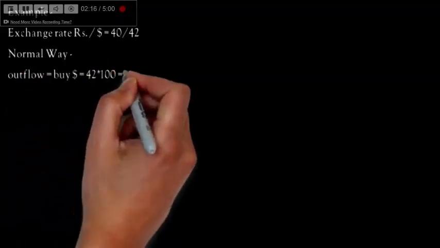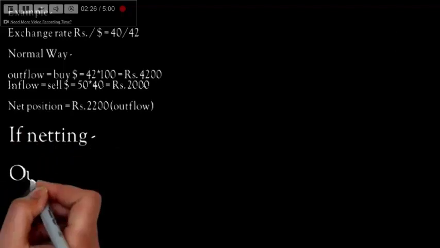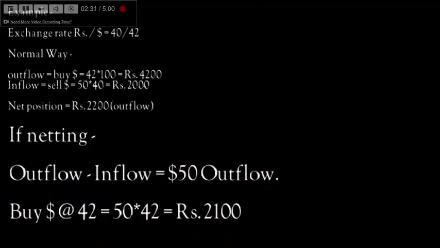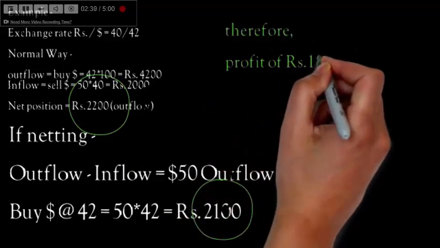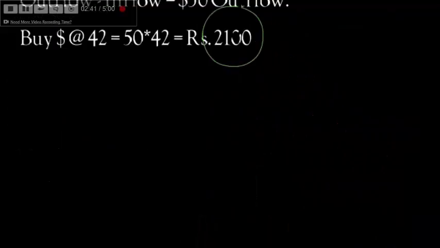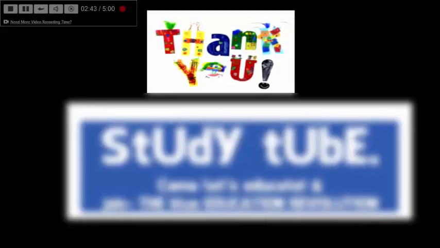So in the normal way, the outflow, that is buying dollars, the rate is 42, so the outflow will be rupees 4200. The net position will be rupees 2200. But what if I have followed the netting process? If netting was done, outflow minus inflow, $50 outflow, so the result will be rupees 2100. Now you can see that without doing anything, even ignoring other benefits, I have gained a profit of rupees 100. So these were the advantages of netting. Thank you.